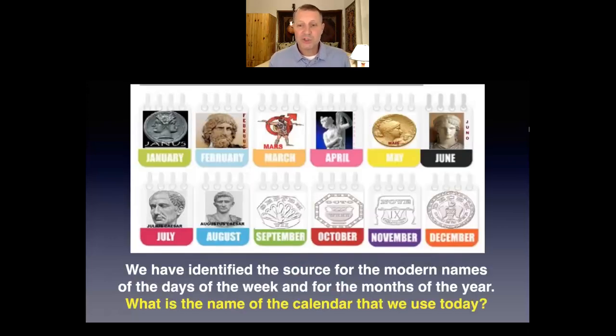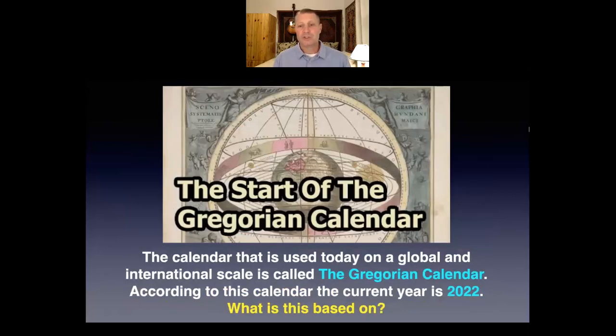Now, we have identified the source for the modern names of the days of the week and for the months of the year. What is the name of the calendar that we use today? It is called the Gregorian calendar. This is the calendar we use on an international scale. And according to this calendar, it is the year 2022.